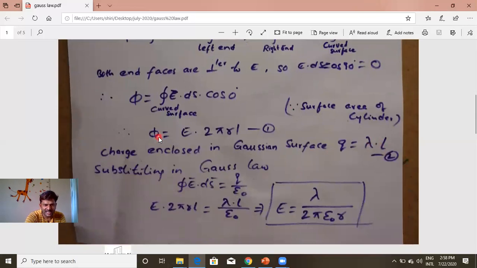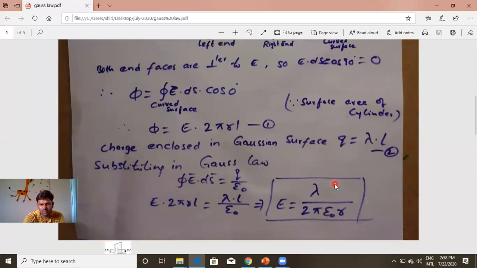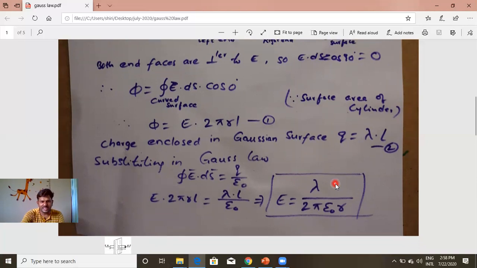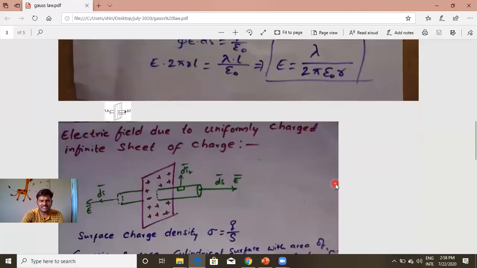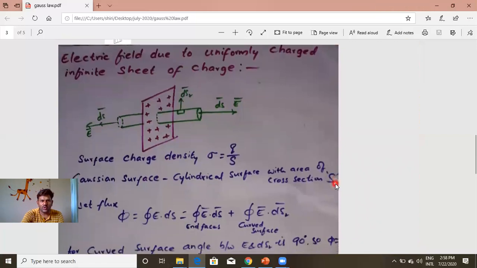So I am substituting this electric flux and charge in Gauss law. E into 2 pi r L is equal to lambda L by epsilon naught. We come across this equation: E is equal to lambda by 2 pi epsilon naught r. This is the electric field intensity due to an infinitely long charged wire. This is the first application of Gauss law. We will see the second application, that is electric field due to a uniformly charged infinite sheet of charge.